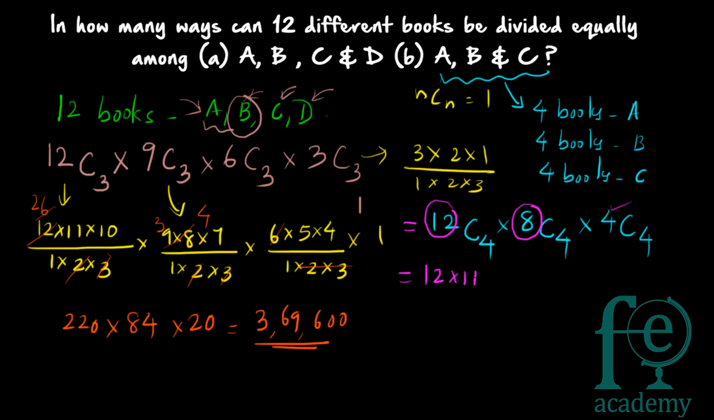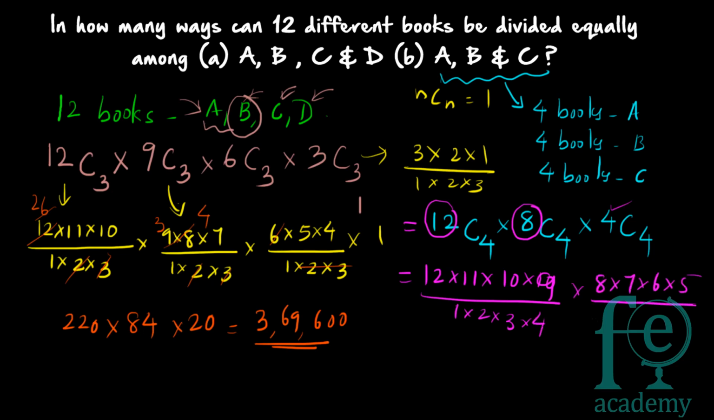12 C4 means it will be equal to 12 into 11 into 10 into 9 divided by 1 into 2 into 3 into 4. And 8 C4 will be equal to 8 into 7 into 6 into 5 divided by 1 into 2 into 3 into 4. So what you will be getting?